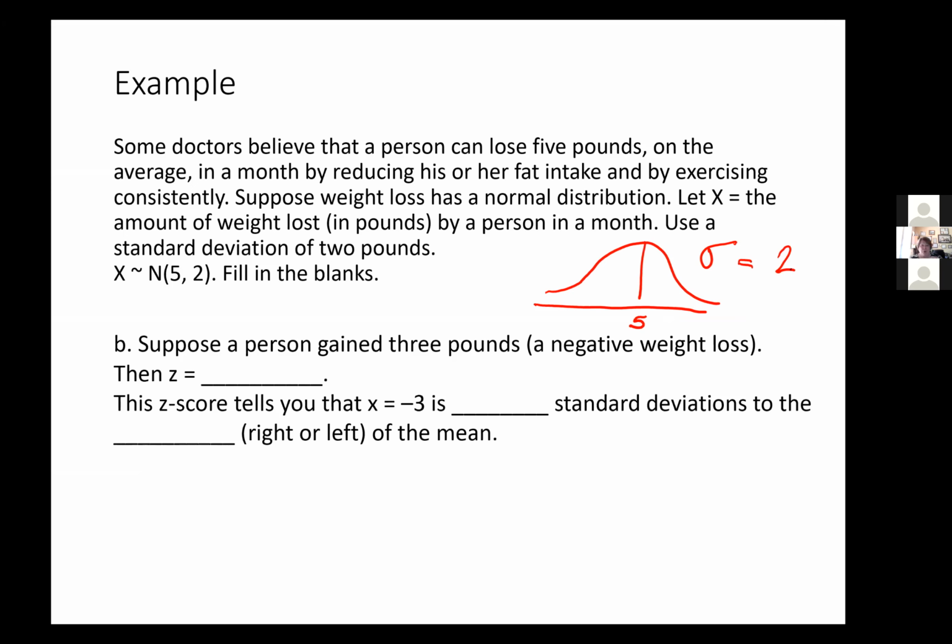All right, so if x is -3, how do you figure out the z-score? Well, the z-score for -3 would be, well, my data value is -3 minus the mean, which is 5, over the standard deviation, which is 2. So the z-score for a weight gain of 3 pounds is -4.